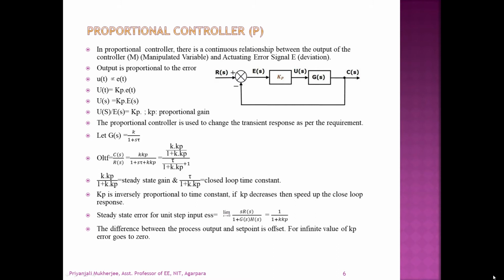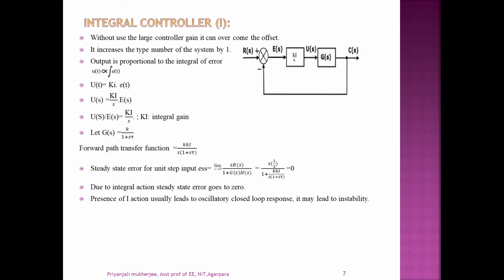So the difference between the process output and the set point goes to 0 only when the Kp value is infinite. That means the P controller can reduce the steady state error, but it cannot eliminate it. There is always a difference between the output and the set point. This type of steady state error is known as the offset, which cannot be eliminated using the proportional controller. Next is the integral controller.